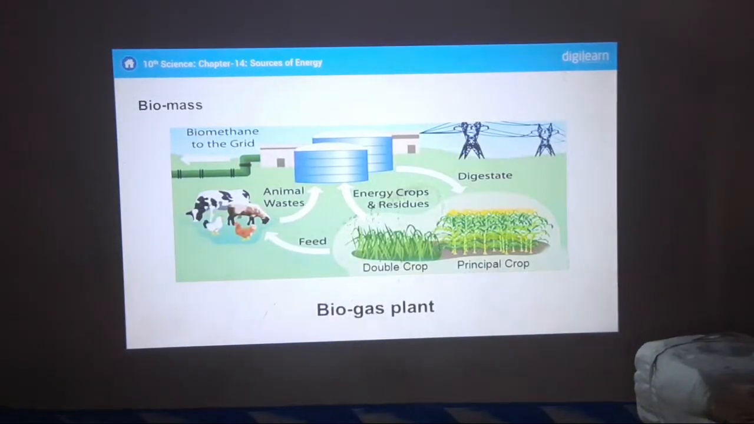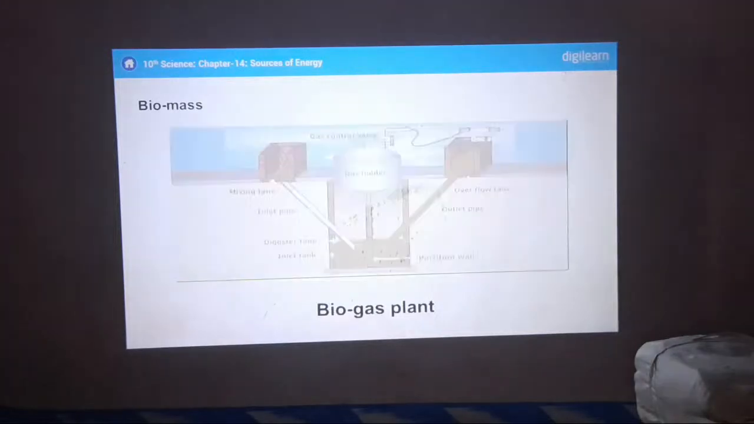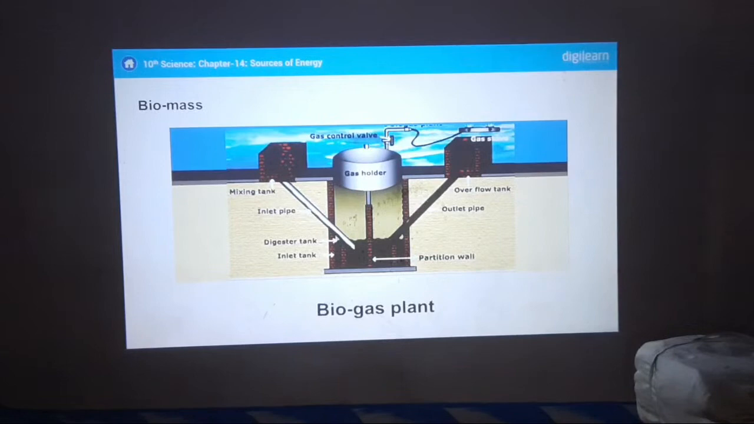Biogas plant. Biogas plants can be very useful in solving the energy need of rural areas. A biogas plant is a dome-like structure which is usually built from bricks and concrete. In the mixing tank, the slurry is made from cow dung and water. The slurry then goes to the digester, which is a closed chamber.